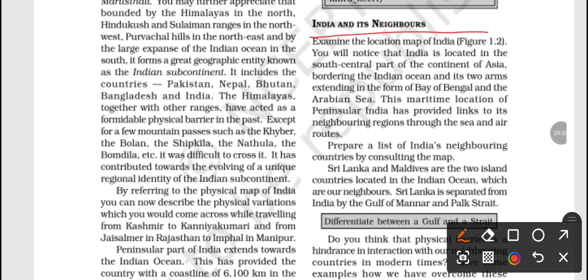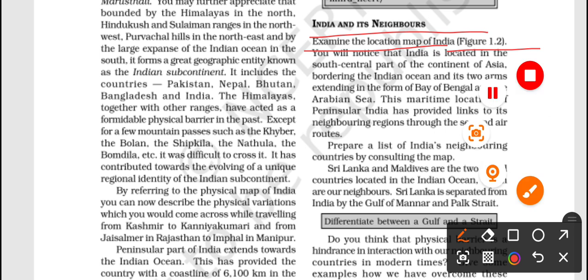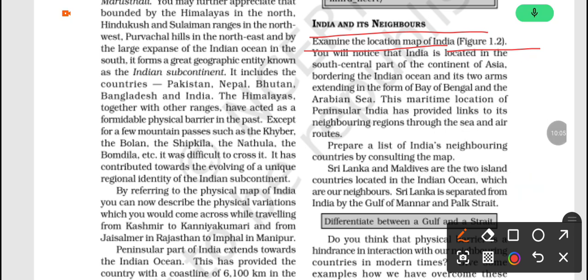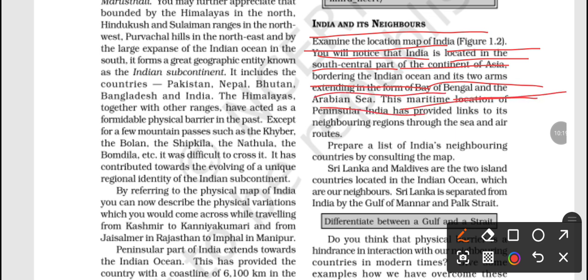India and its neighbors. Examine the location map of India. You will notice that India is located in the south central part of the continent of Asia, bordering the Indian Ocean and its two arms extending in the form of the Bay of Bengal and the Arabian Sea. The maritime location of Peninsular India has provided links to its neighboring regions through the sea and the air route. Prepare a list of India's neighboring countries by consulting the map.